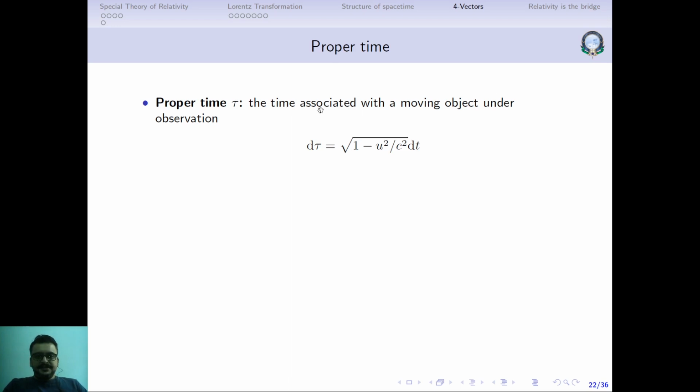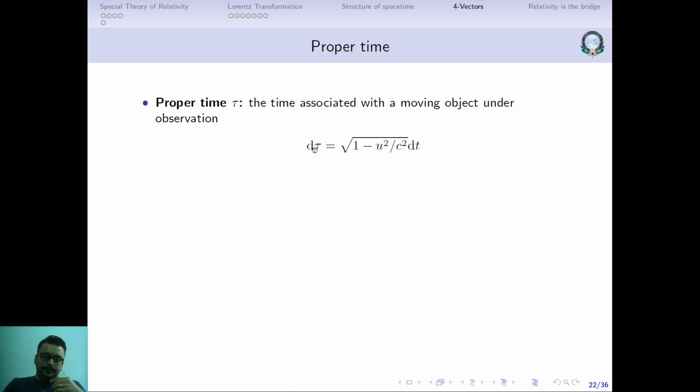Proper time is basically the time associated with a moving object under observation. Suppose I have an object which is moving, and this object is carrying a clock. The time shown on that clock is your proper time. Let's say a stationary observer measures a time interval dt, and a moving observer measures a time d tau. Then this d tau is the proper time.